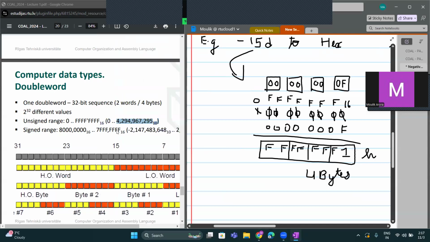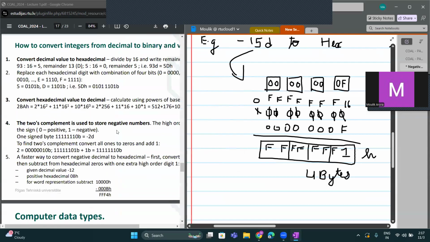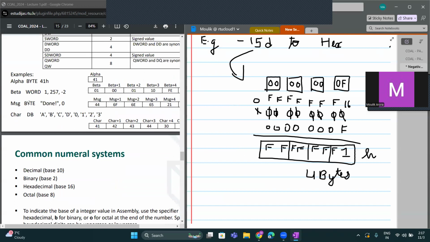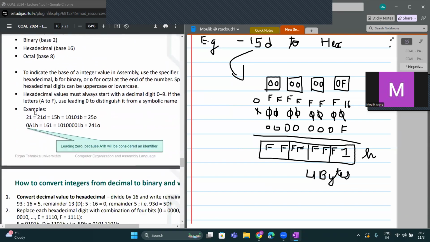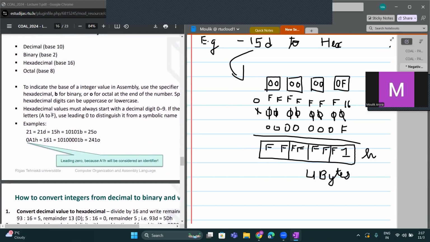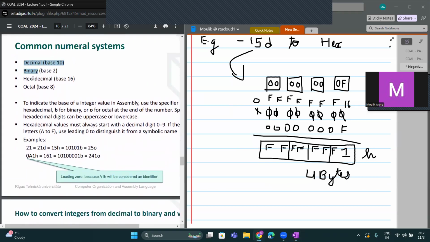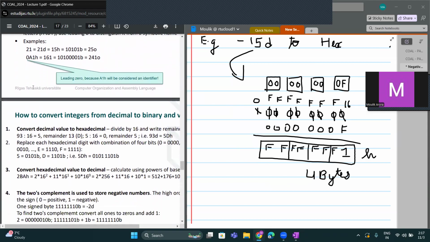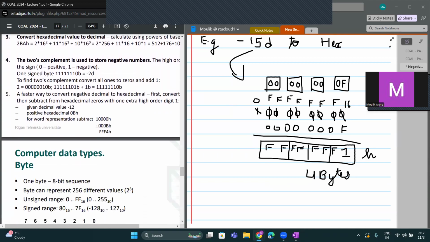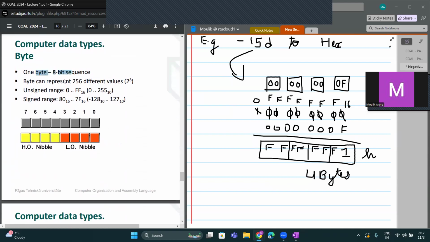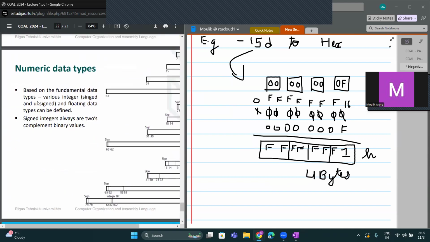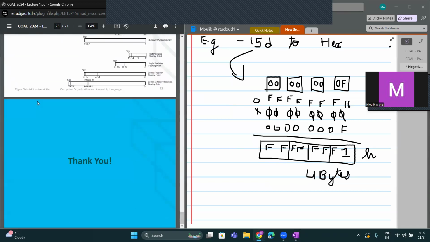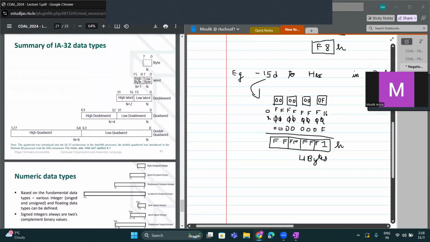That's what is done here too. So decimal, binary, hexadecimal, octal we won't need. Mainly we will need hexadecimal, and we have byte, word, and double word, and that's basically it.